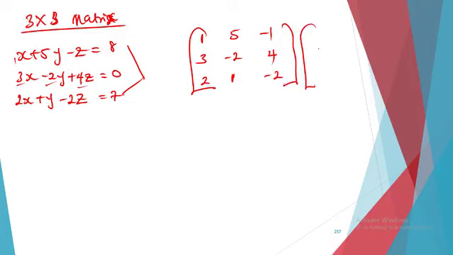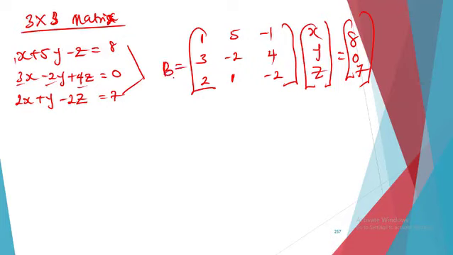Remember what we are dealing with is X, Y, and Z. And this is equal to 8, 0, 7. Okay, so we then find, let's call this our matrix B. We then find the inverse of B. Okay, to find the inverse of B, first of all we need to find the minor.